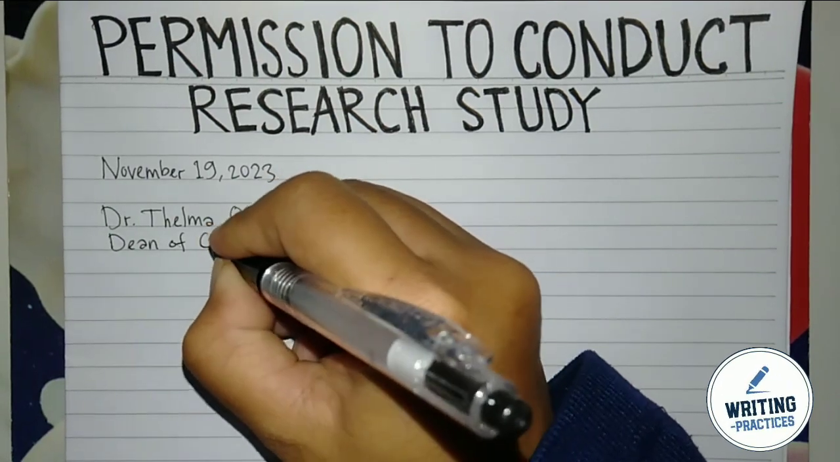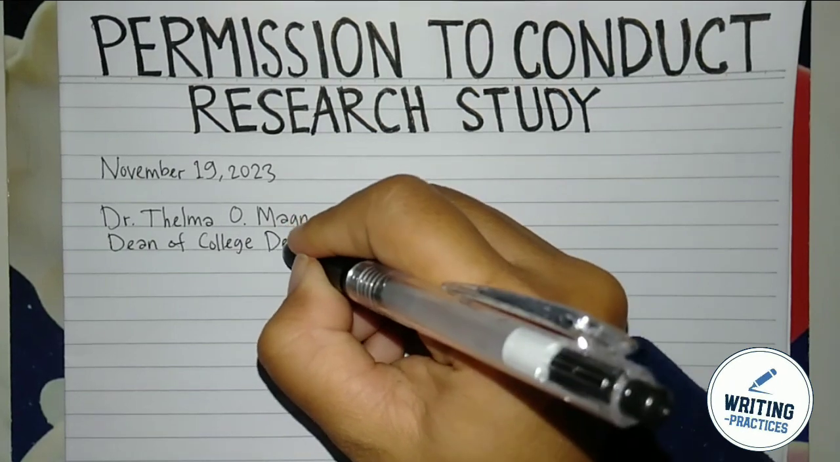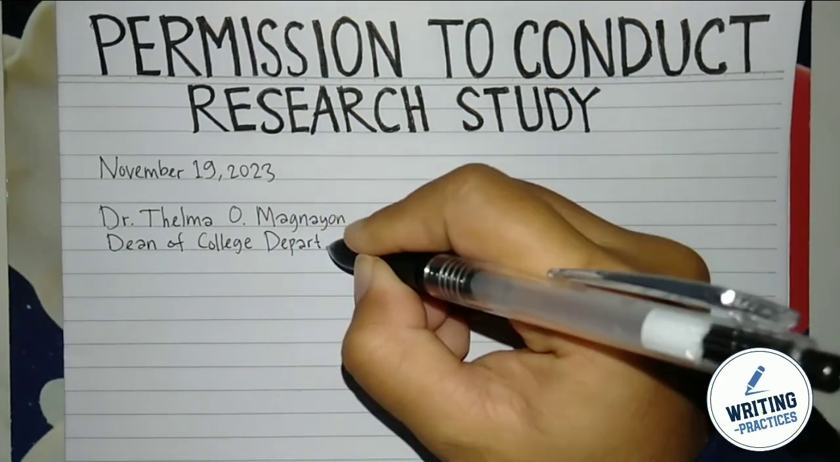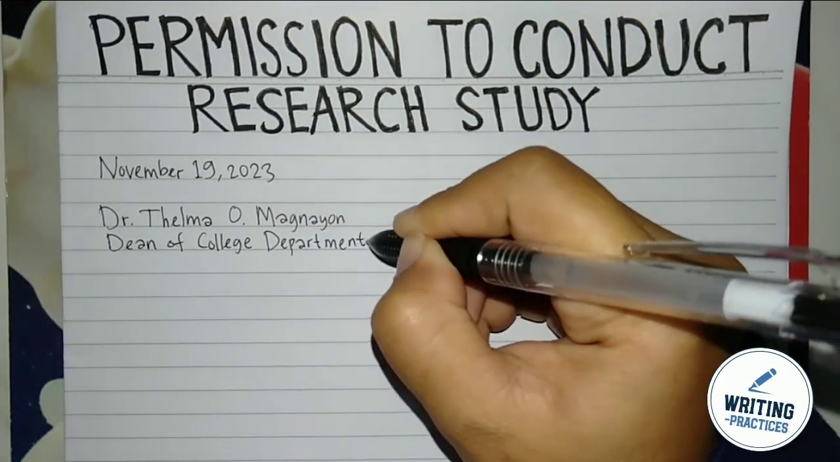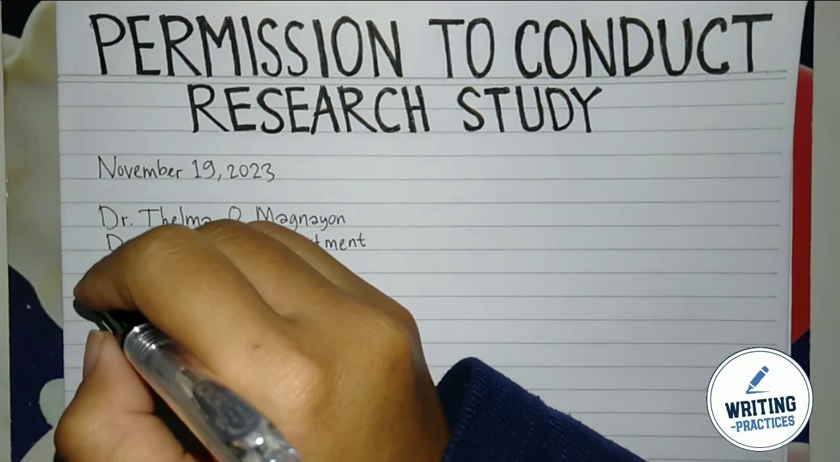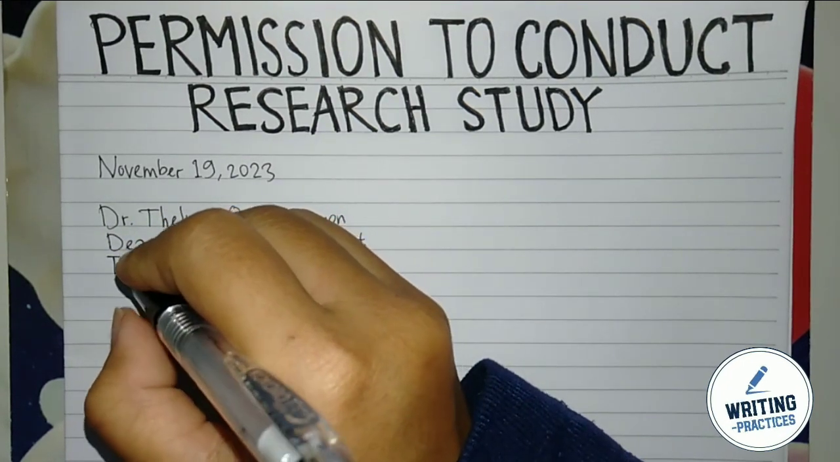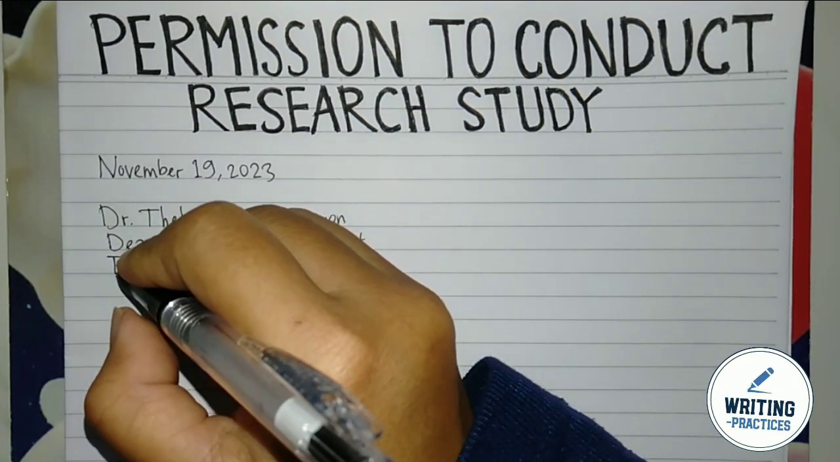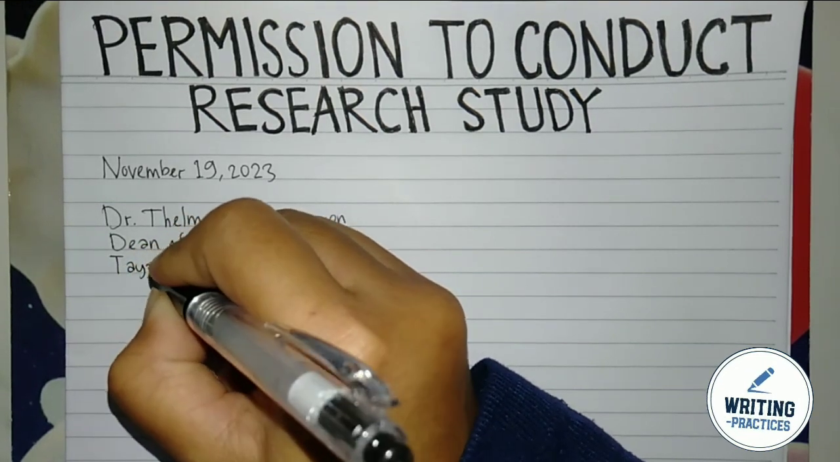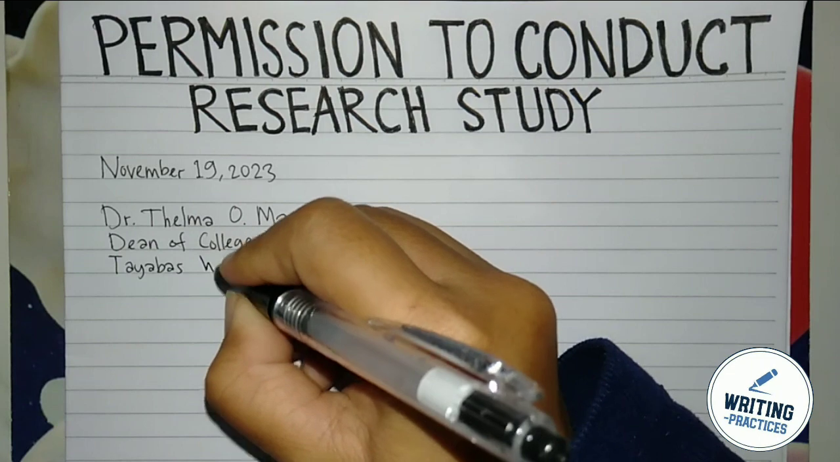Here, Writing Practices will show you how to write a permission to conduct research study step by step. Check this out. First of all, write the date today. And write the full name of the person you are asking permission from. And write the title or occupation in the organization or school or university. Under it, write the organization or school or university name.